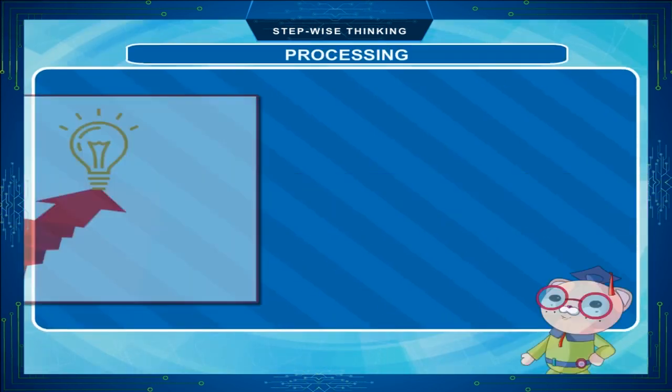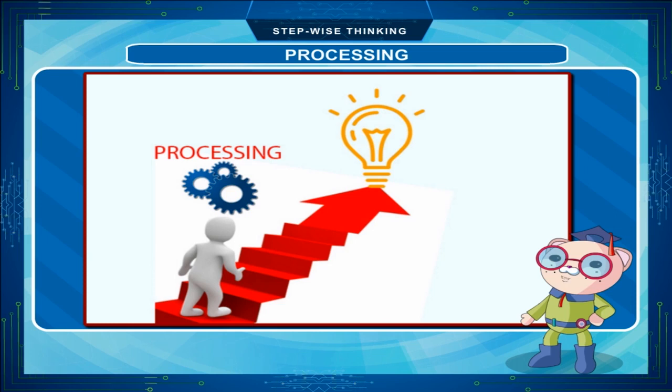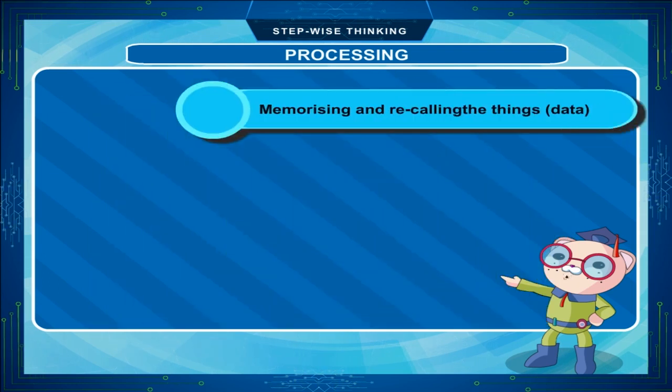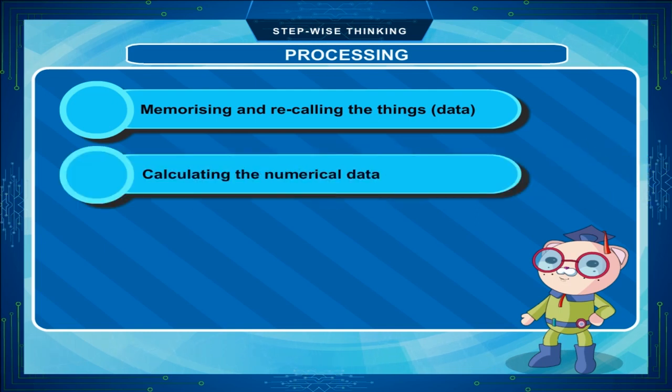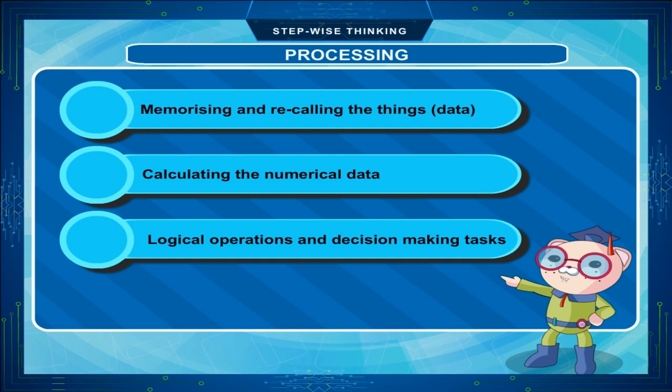Processing. Processing is the main step in thinking work. There are basically 3 types of works in processing: memorizing and recalling the things or data, calculating the numerical data, logical operations and decision-making tasks.